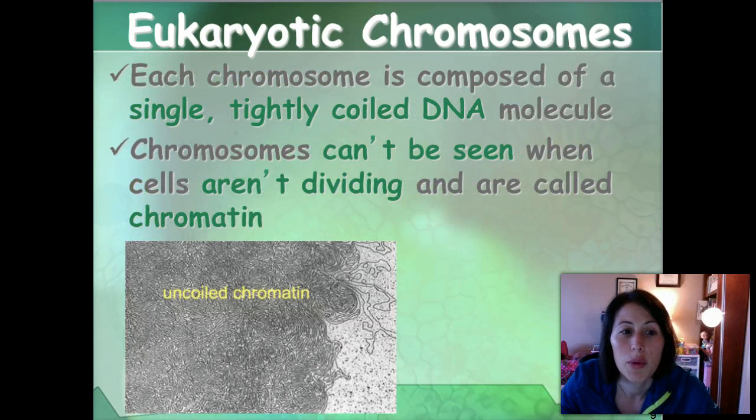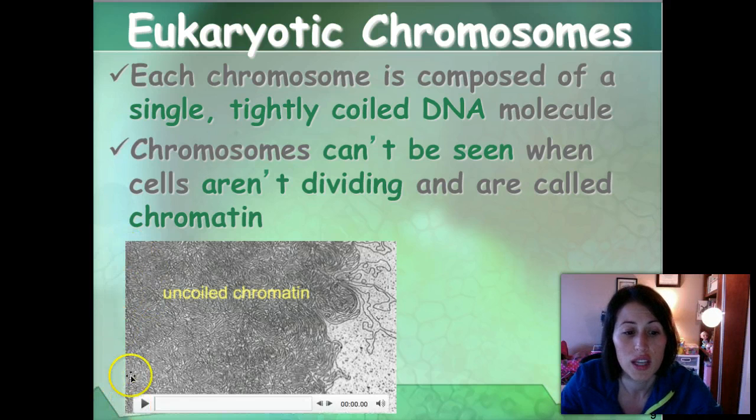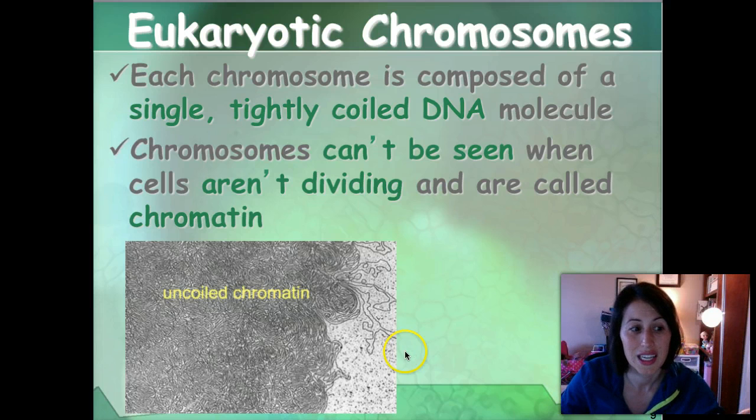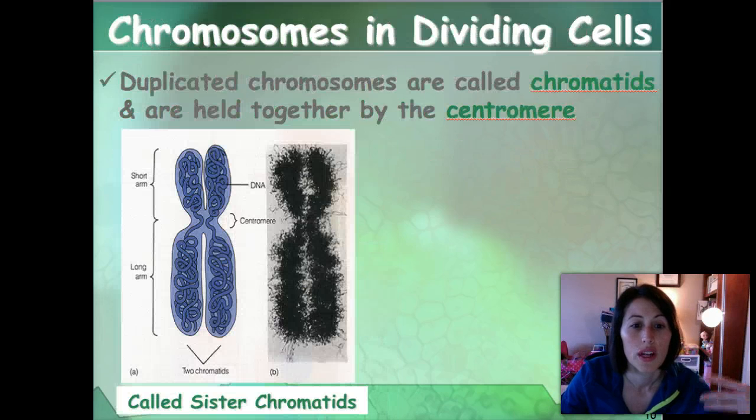Every chromosome is composed of a single, really super coiled DNA molecule. Okay, chromosomes can't be seen when cells aren't dividing, and that's called chromatin. So if you see here, this is a picture inside of a nucleus, okay, and all of that stuff that looks like a great big pot of spaghetti, that is uncoiled DNA, and in that form, it's called chromatin. When it's all coiled up, it's called a chromosome, okay?